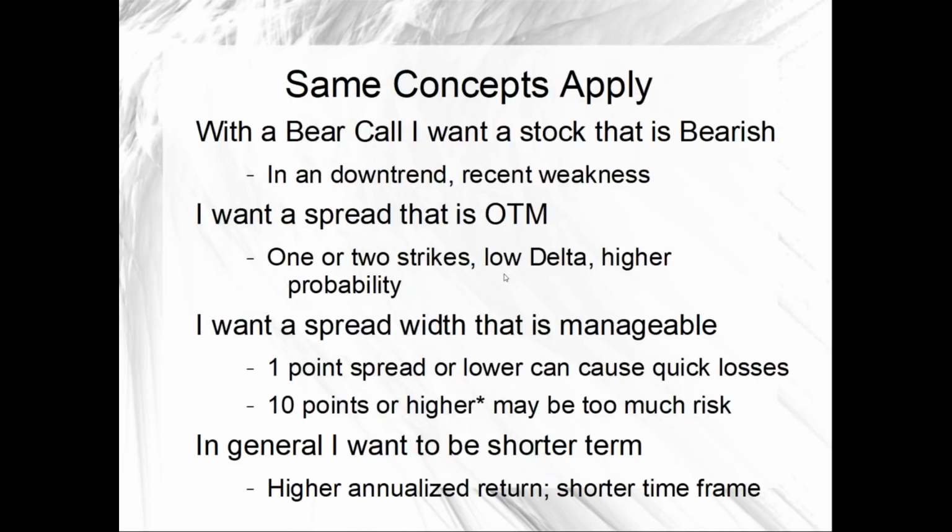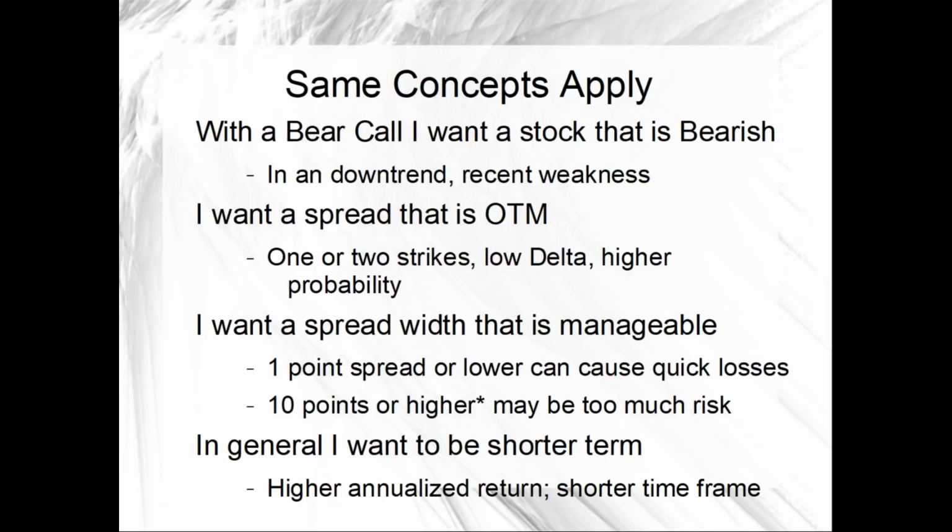The same concepts apply, but reverse slightly. With a bear call, I want a stock that is bearish. I want to see a stock that is in a downtrend. Recent weakness, anything along those lines, and a continuing downtrend. I want a spread that is out of the money. On the call side, that means higher strikes. 1 or 2 strikes above current stock price. Low delta, as we mentioned, higher probability.